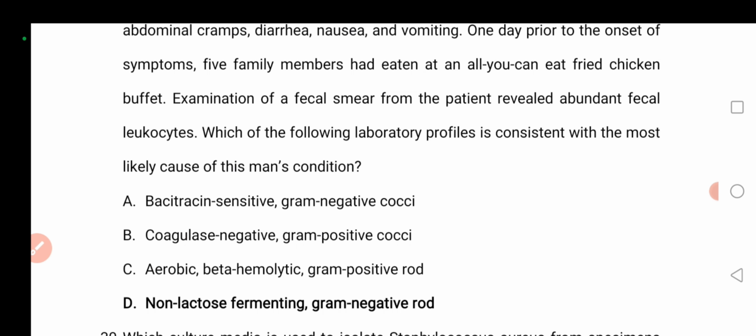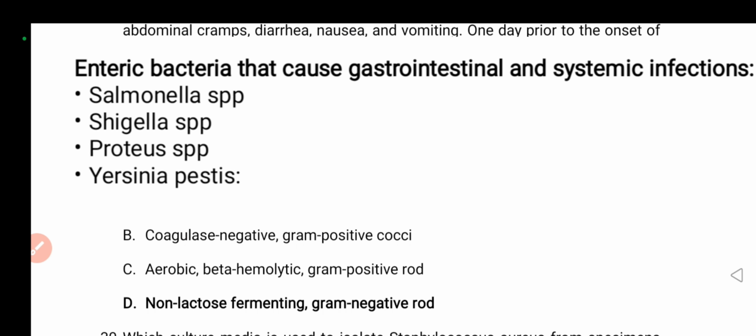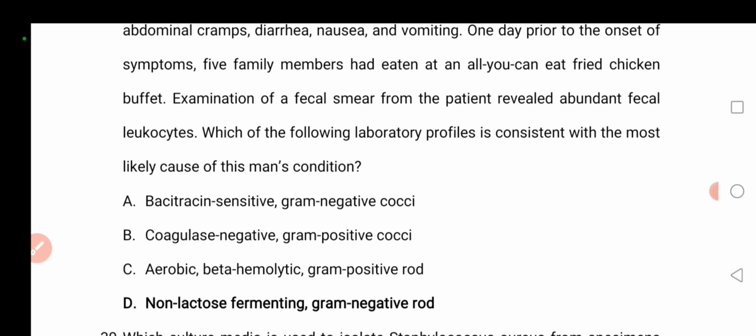Salmonella, Shigella, Proteus, and Yersinia. These are the most common enterobacteria. But still, we need to identify them by using culture media and biochemical tests. But the most common causes, if you are asked, are these. So these are what? Non-lactose fermenters. These four bacteria are non-lactose fermenters and what?